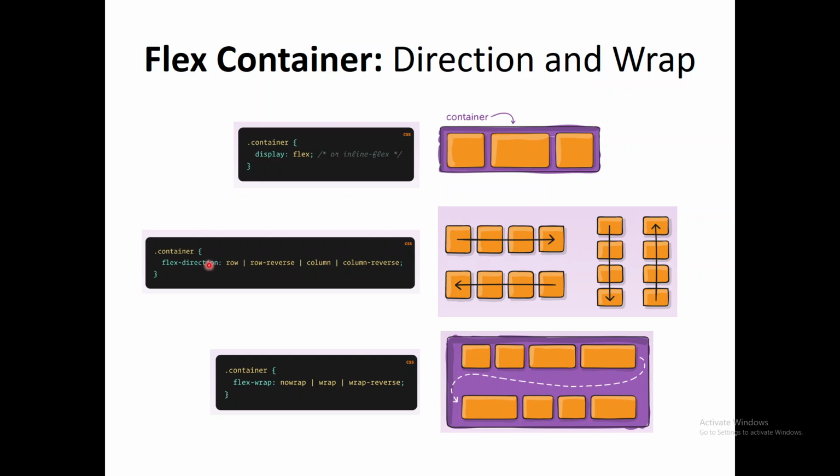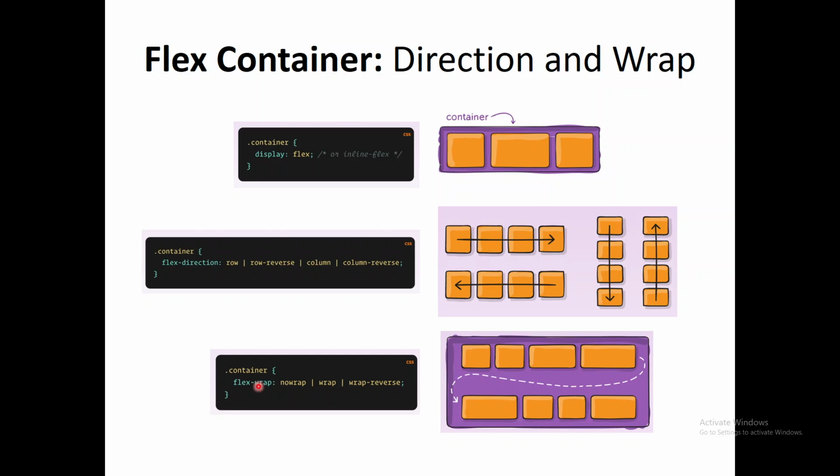Okay, so you can see if you set the row, it means from left to right. If you say row reverse, then it is the opposite, so from right to left. Okay, this is the direction of the main axis. The column means from top to the bottom, and then column reverse means the opposite. So this way we can choose different values to define the direction of the main axis.